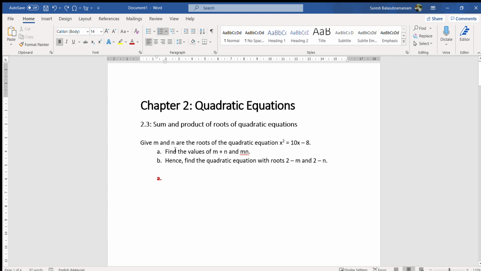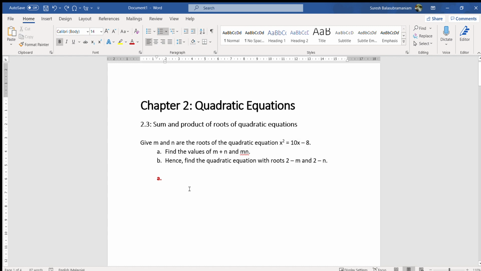So m and n are the roots. And question A asks us to find m plus n and m multiply n. So basically it is asking us to find the sum of roots. This is the sum of roots and mn is the product of roots. To find the sum and product of roots, I need to rearrange the equation so that I can decide what b and c are. So I'll do that first.